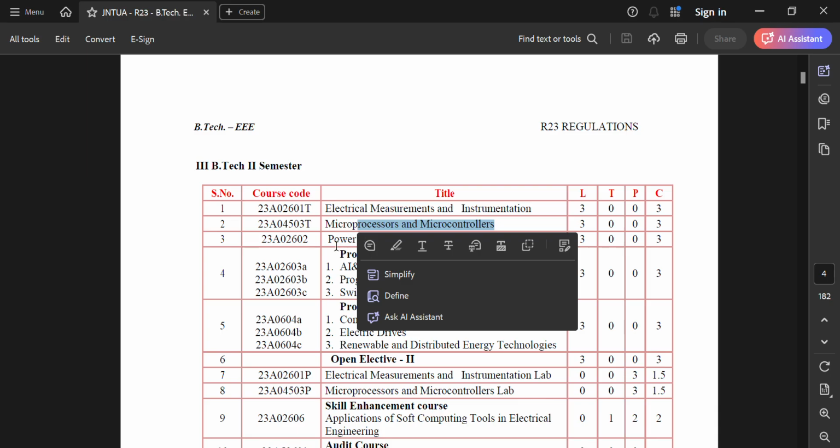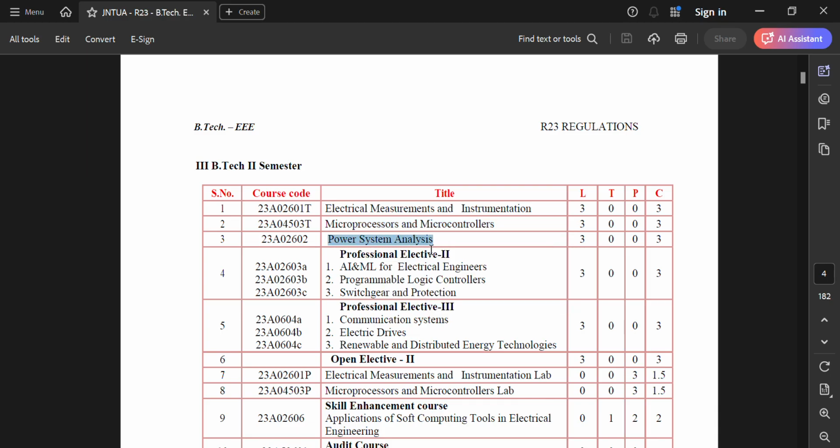Next is power system analysis. It is also important for your GATE or SPDCL or APGENCO or any competitive examination. If you go for IES, Indian Engineering Services, then power system analysis is useful.